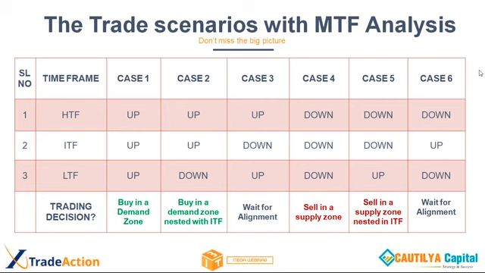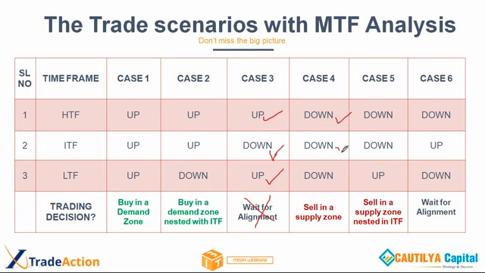In the third case, HTF is up. Okay, the HTF is up, intermediate is down, the lower time frame is up, so which is a confusion. So we wait for alignment, we don't trade them. It is confusion, it is troubling us. So basically it will be in a doldrum, you know, all three time frames show you different answers.